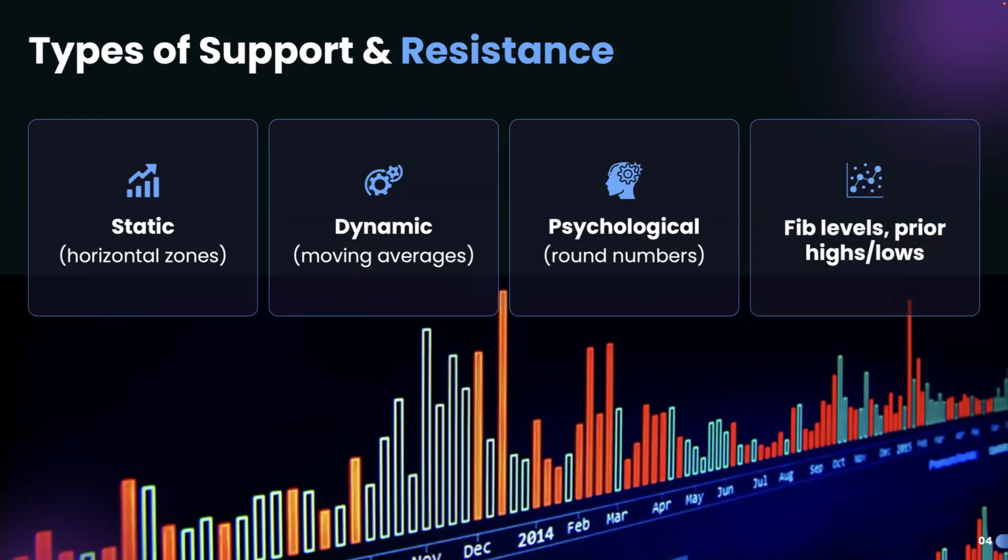The third one, psychological, round numbers, especially when you're looking at NQ, ES, futures, SPX. These are all round numbers where the market just likes it.